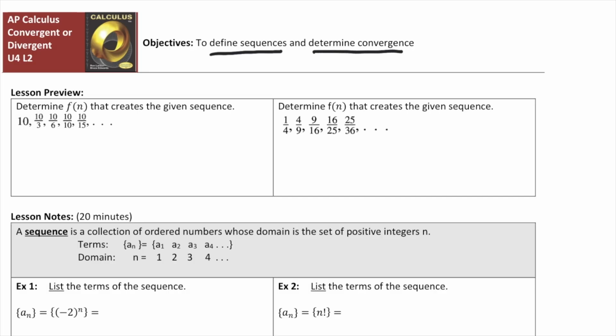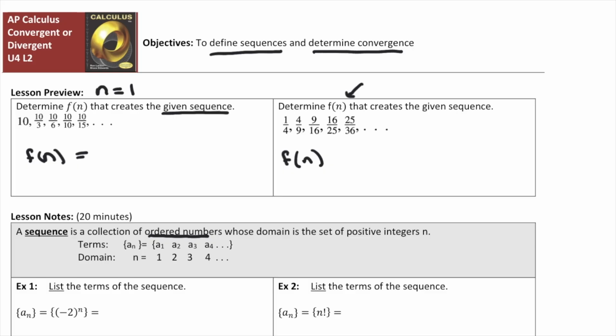Today we are going to define sequences and determine whether or not they converge. For our lesson preview, you're going to write a function f of n that creates your given sequence. A sequence is a collection of ordered numbers whose domain is a set of positive integers n. For this first question, start with n equals 1 and determine f of n that makes this sequence. Similarly, work on the second question. Determine your f of n that makes that lovely sequence.